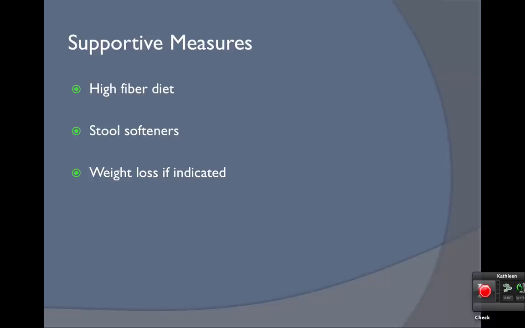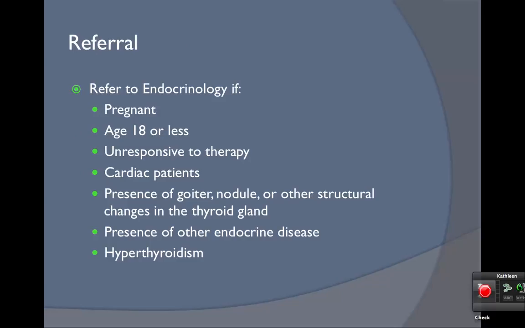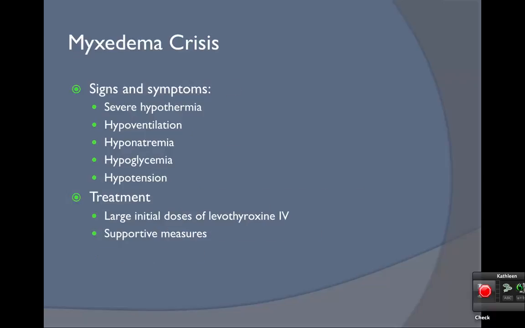Supportive measures: a high fiber diet, stool softeners, weight loss if indicated. You want to refer to an endocrinologist if the patient is pregnant, age 18 or less, is unresponsive to therapy, or is a cardiac patient. Also refer if the patient has a goiter, nodule, or structural changes in the thyroid gland, presence of other endocrine disease, or hyperthyroidism.